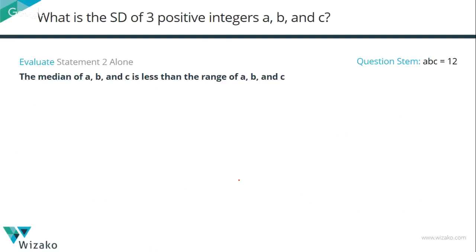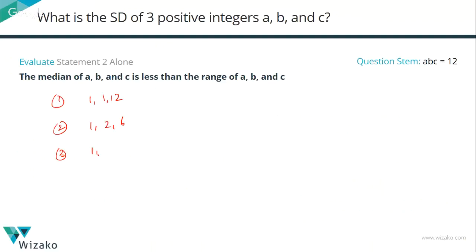Let's move on to statement 2. Statement 2 says the median of A, B, and C is less than the range of A, B, and C. You've done a lot of work in the first statement. So let's just quickly run through it. What are the possibilities of A, B, C being integers where the product will be 12? 1, 1, 12 is possibility 1. Second one, 1, 2, 6.